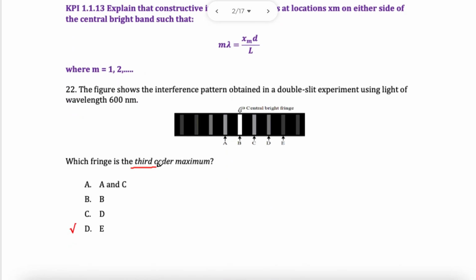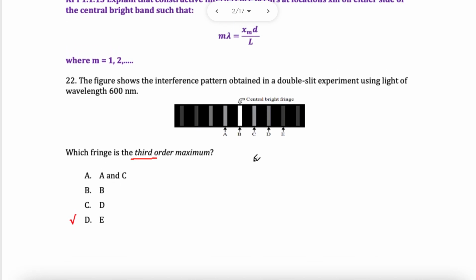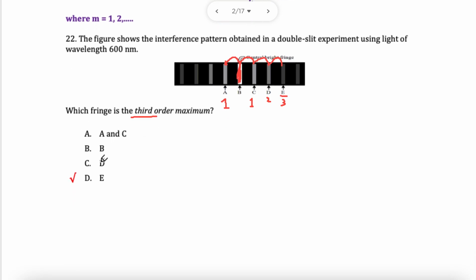Which fringe is the third order maximum? That's all they're asking for this question. No need to use anything else. If this is the center, we count 1, 2, 3 along each side. The third order is E. That means the second order must be D. The first order is C, or you could say A, since both are 1 away from the center. You just count from the center, the brightest one: 1, 2, 3. That's how you'll get the answer, E.